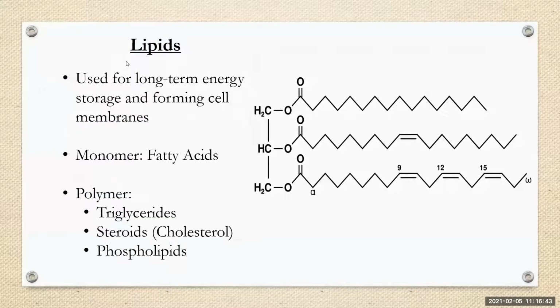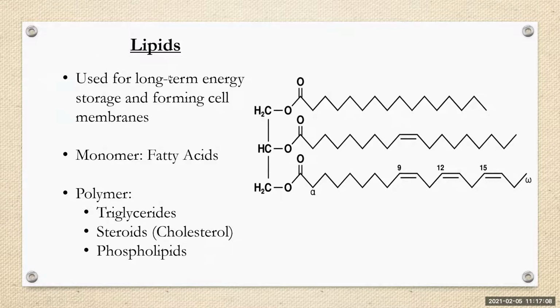So lipids are fats. They're used for long-term energy and forming cell membranes. Their monomers are these fatty acid tails, and their polymers, when they combine, can form multiple different things. Some of the most common are triglycerides, steroids, and phospholipids.